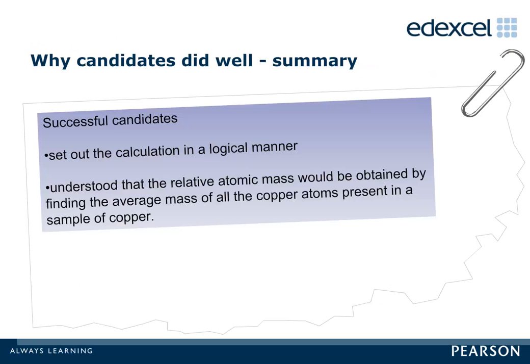In this question, successful candidates set out the calculation in a logical manner, understood that the relative atomic mass would be obtained by finding the average mass of all the copper atoms present in a sample of copper.